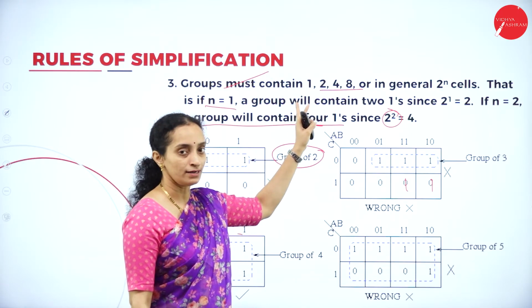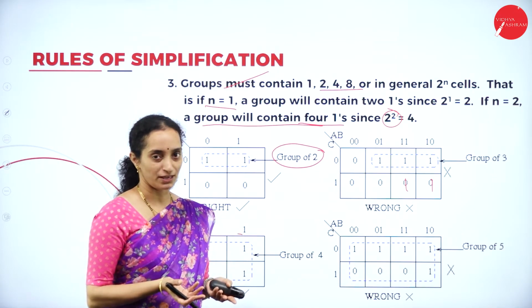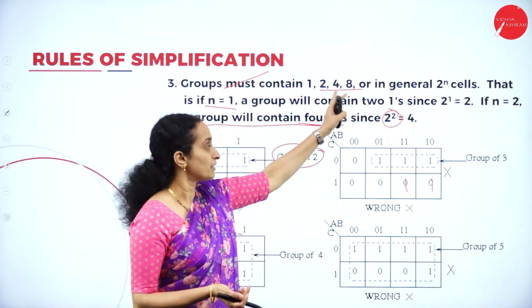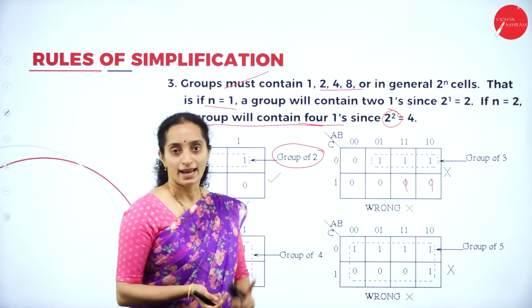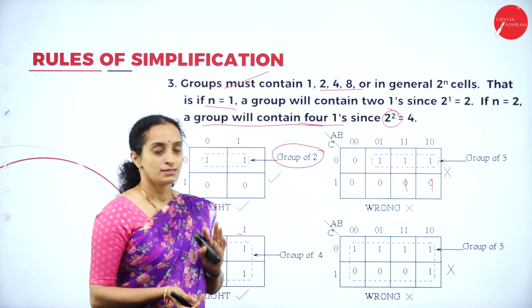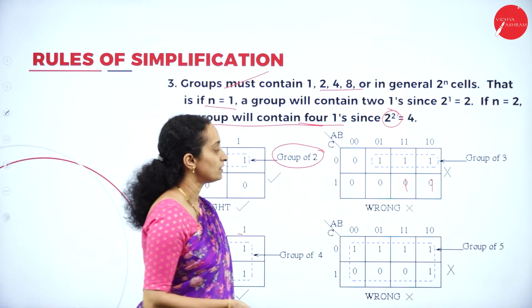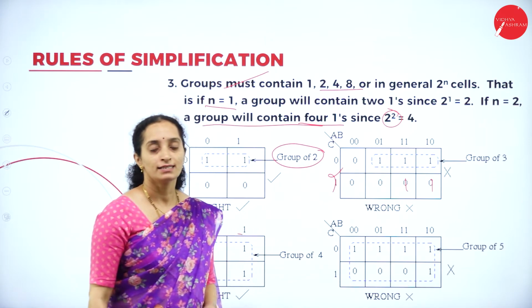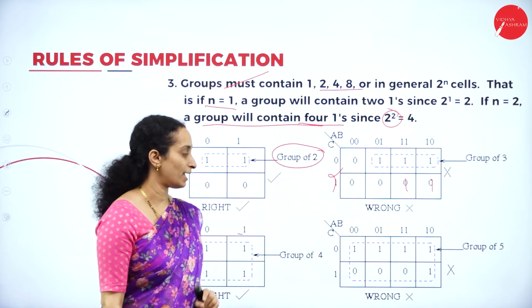It must be 1. If it is only 1 value, there is no need of simplification. You can directly write it, or else it must be either 2 ones or 4 ones or 8 ones or 16 ones like this, 2 to the power of n values. So this is an invalid form of representing the expression or grouping the ones in a K-map.